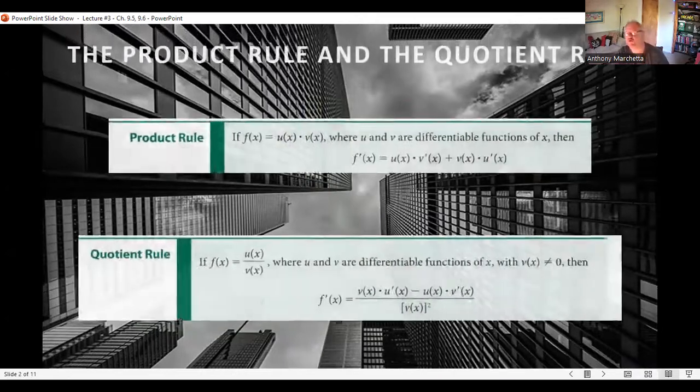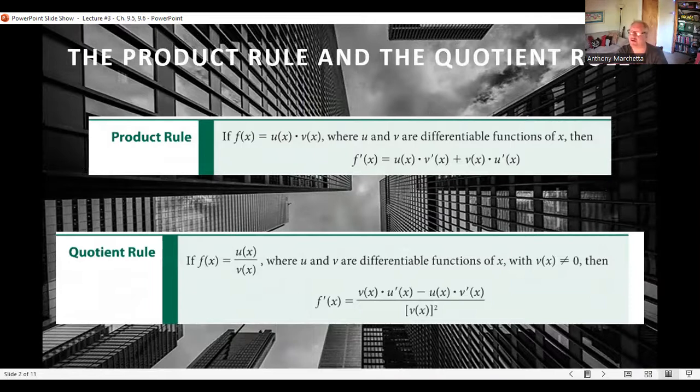Now let's recall those words, product and quotient. What do they mean? The product is the answer to a multiplication question. 3 times 7 equals 21. 21 is the product. And then we have the quotient rule. The quotient rule is the answer to a division question. So for example, 100 divided by 20 equals 5. 5 is the quotient.